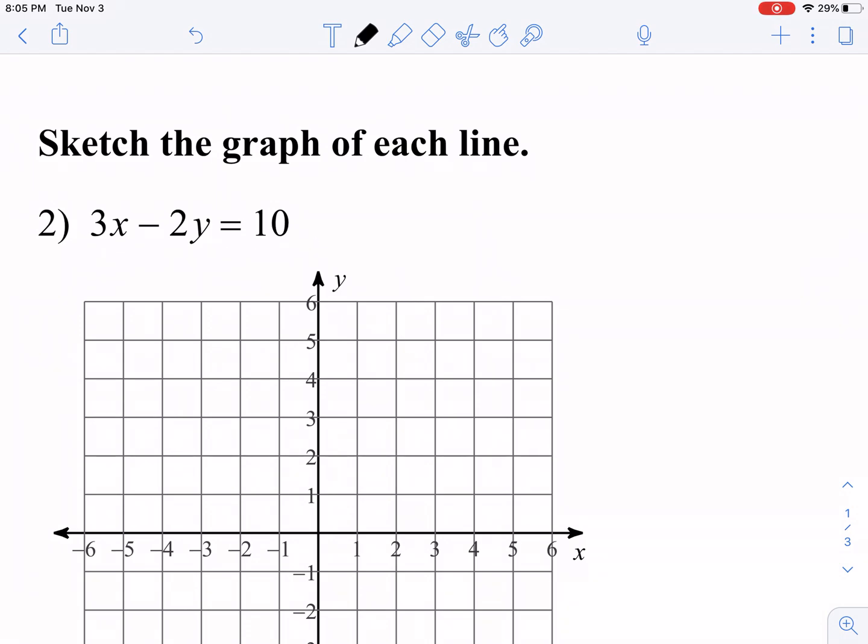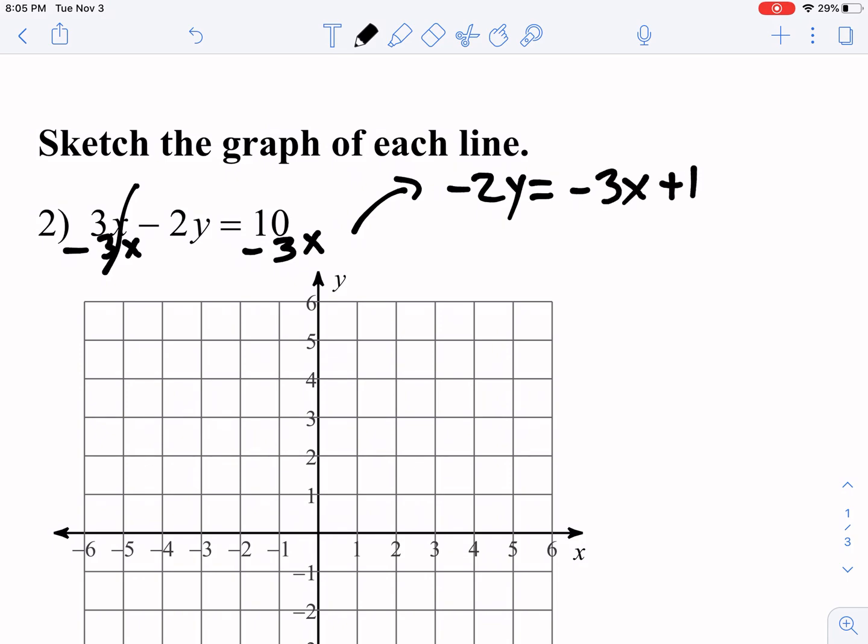Well, how are we going to do that? First we need to subtract 3x from both sides, move it to the other side. This would go away, and I'm going to write it out here. We get a negative 2y equals a negative 3x, we keep the sign, and a positive 10, so plus 10. Now, the next step is to divide by y's coefficient. We have multiplication, so I divide by a negative 2 to each term here.